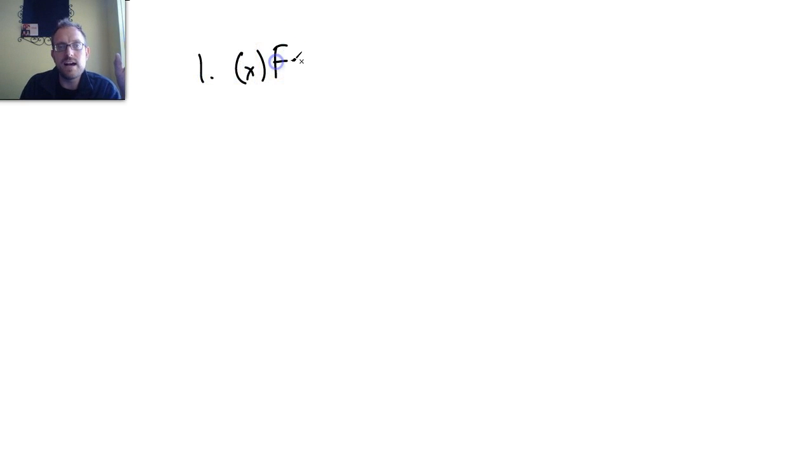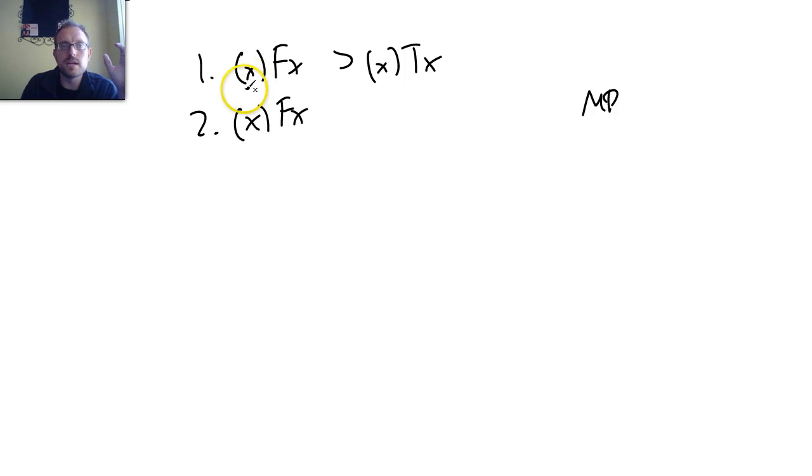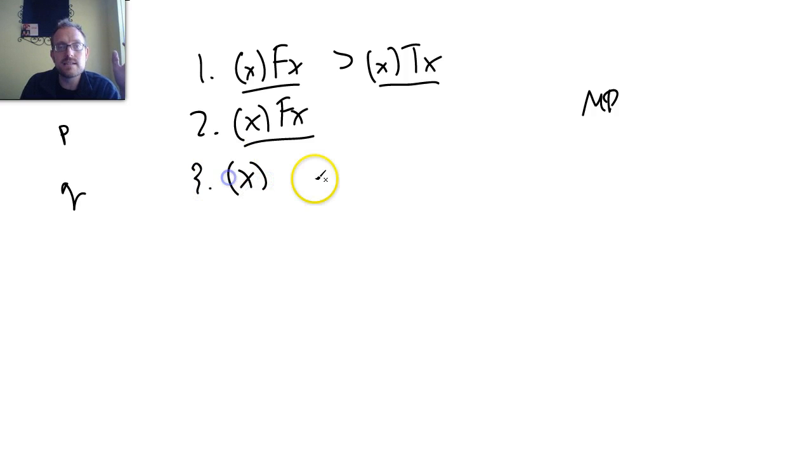If Fx, then Tx, and my second premise is Fx. I could utilize modus ponens in this problem, because this is my p and this is my q: if p then q, and this here is my p. The modus ponens rule says if you have p then q, and you do have p, you can conclude q. So on line 3, I could conclude this thing, which would be Tx. So I could use modus ponens in this case.